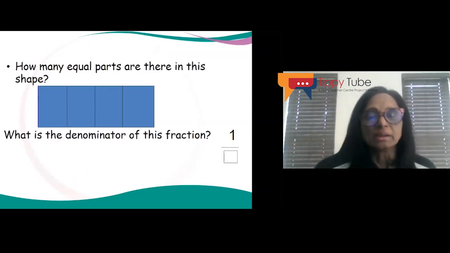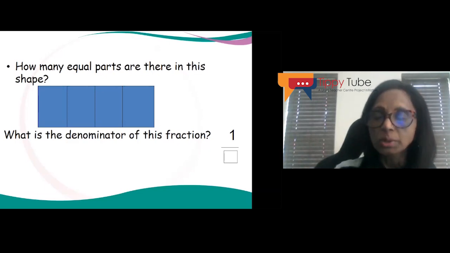Let's look at these examples. How many equal parts are there in this shape? You can see that there are 4 equal parts. Then, what is the denominator of this fraction? It would be 1/4. The 4 means that there are 4 equal parts.